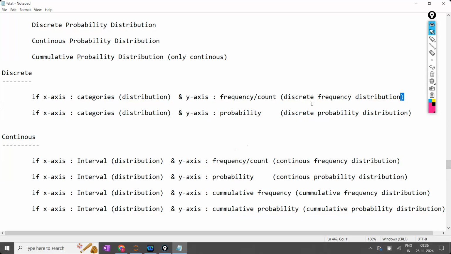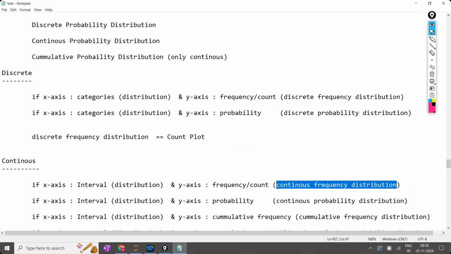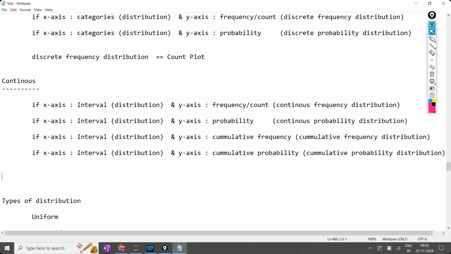Discrete frequency distribution diagram is nothing but a count plot. Discrete frequency distribution we represent by count plot. And continuous frequency distribution is nothing but a histogram. The plot name is called histogram.